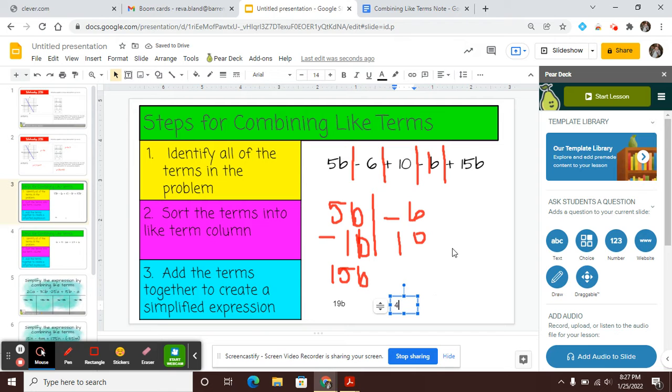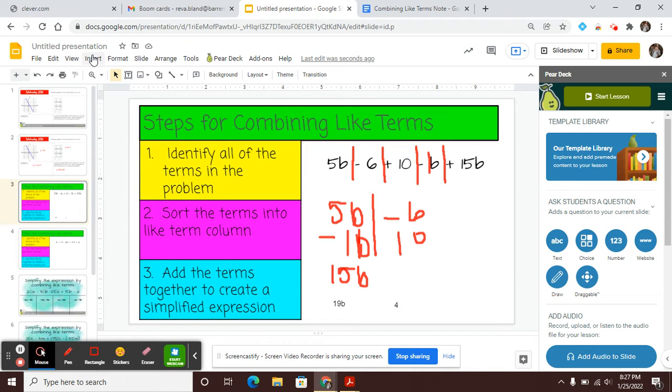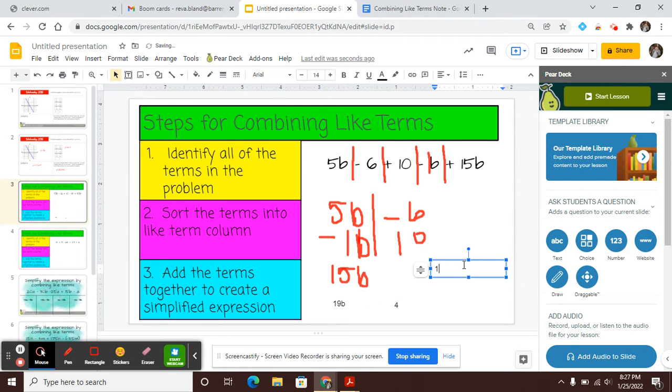Now that I have this done, I'm just going to rewrite it as 19b plus 4. And that's my simplified expression.